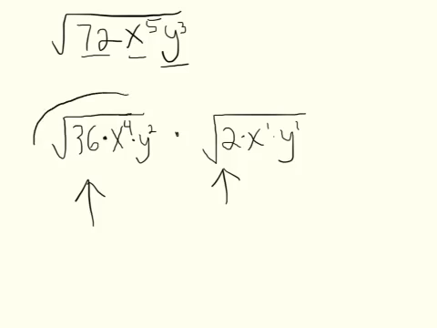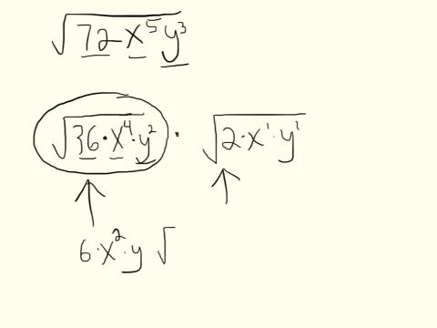Now what we have over here is a perfect square, because anytime you have a perfect square times a perfect square times a perfect square, that product is itself a perfect square. The square root of this thing is what we want next. So we're going to end up with 6, the square root of 36, times x squared, which is the square root of x to the fourth, times y, the square root of y squared.